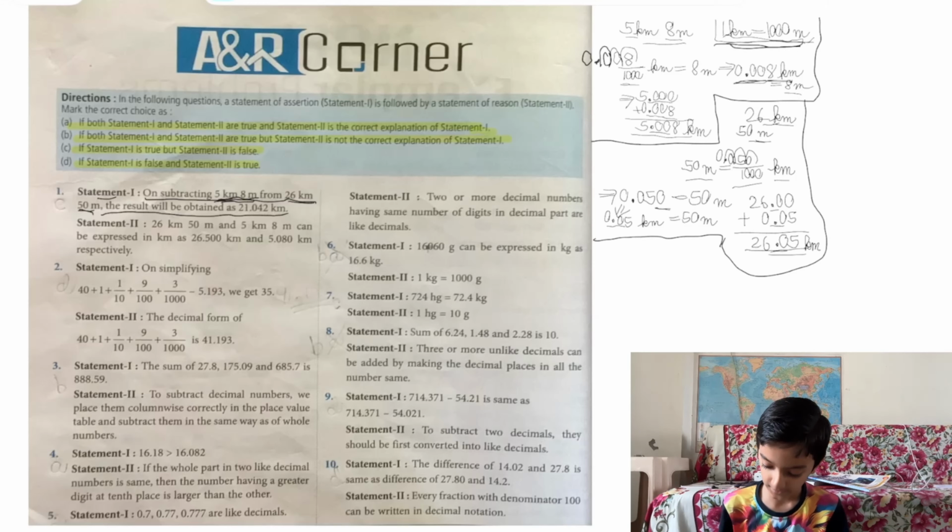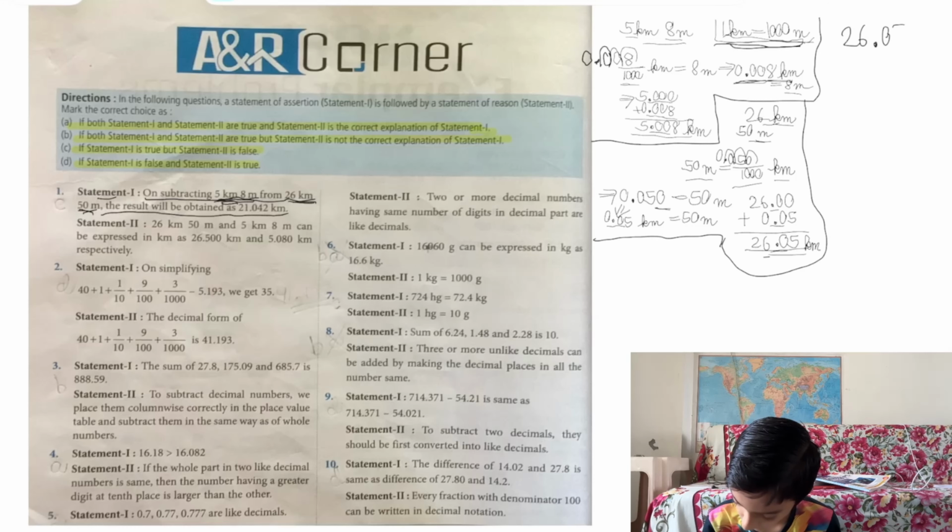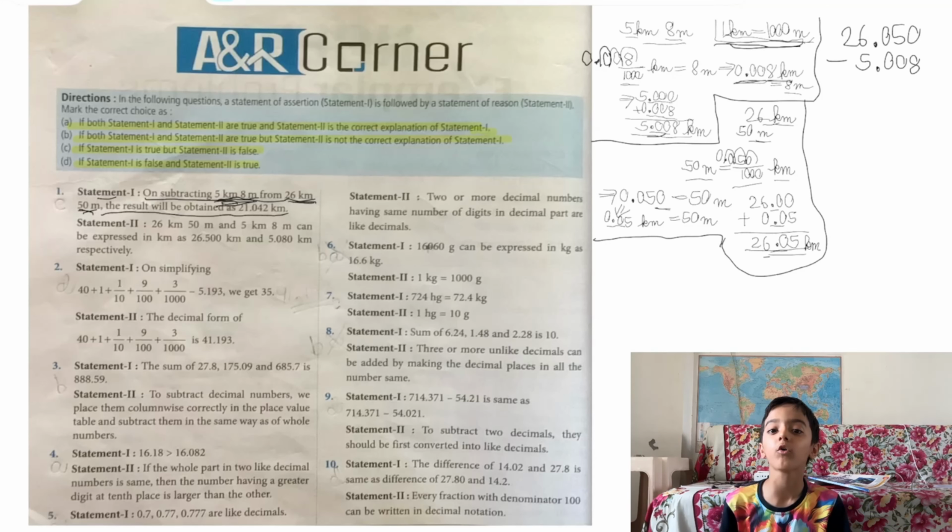Now we will subtract 5 kilometer 8 meter from 26 kilometer 50 meter. So we write 26.05 minus 5.008, because 5 kilometer 8 meter is 5.008 kilometer. Here we'll put a 0 at the end of 26.05. It's our choice, we can put it or not, because putting a 0 at the end of the decimal does not matter.